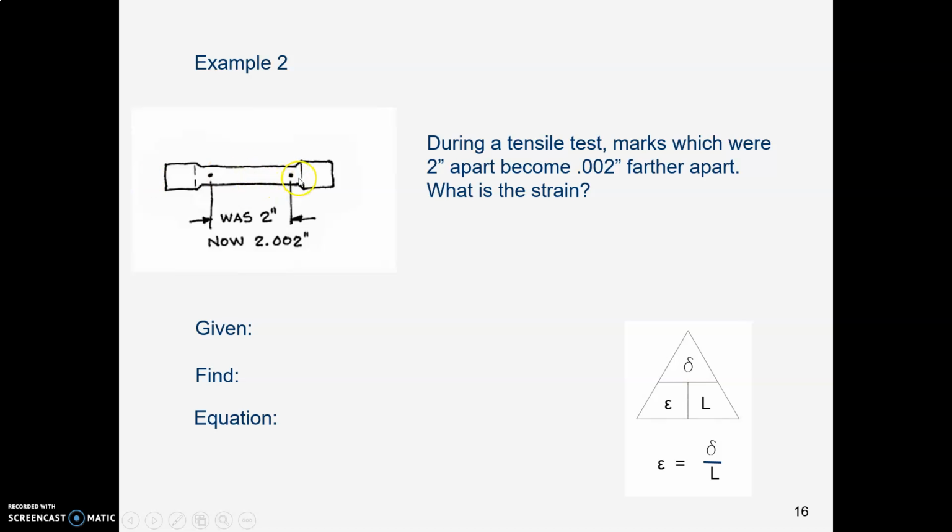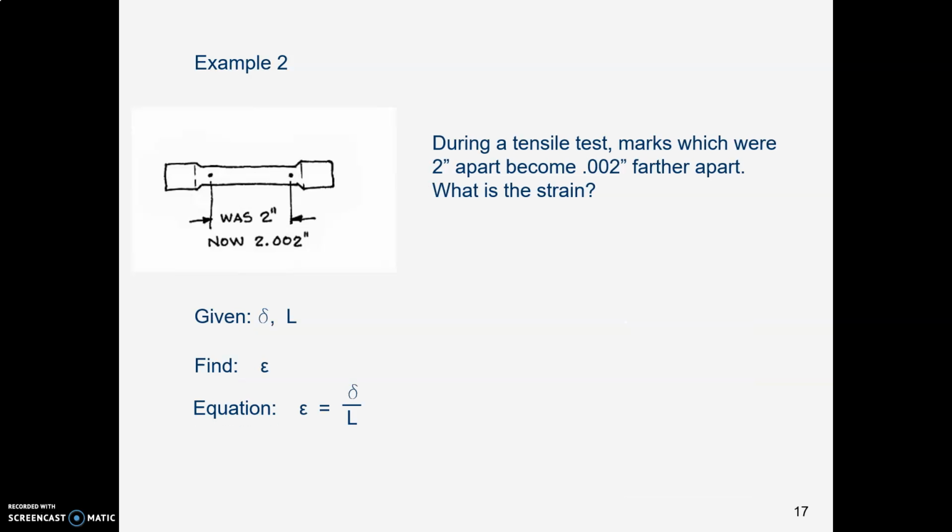Here's a tensile test specimen. The marks were originally 2 inches apart. It was tested, and the marks became 2/1000ths of an inch farther apart. What is the strain? We're looking for strain. We know deformation is 2/1000ths. We know the length was 2 inches. So to find strain, we can say 2/1000ths divided by 2 will give us 0.001, or 1,000th.